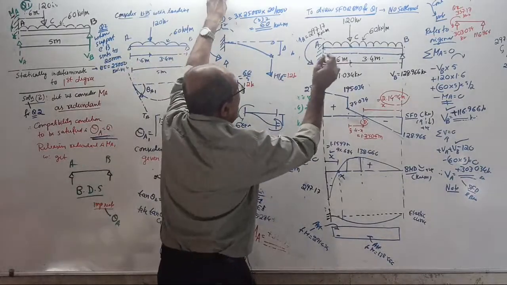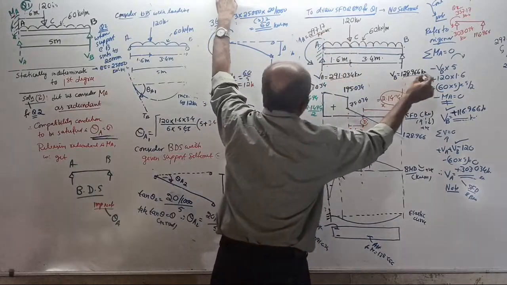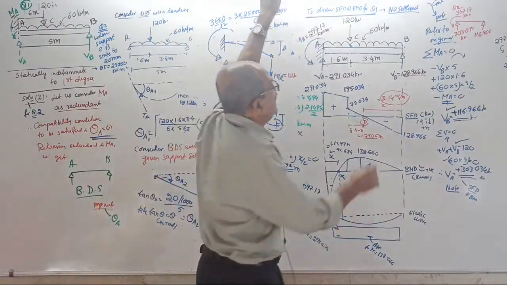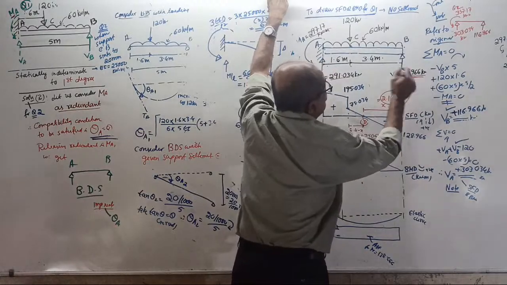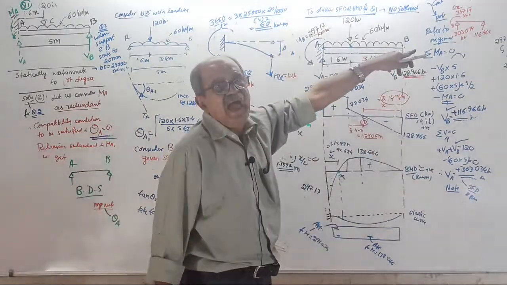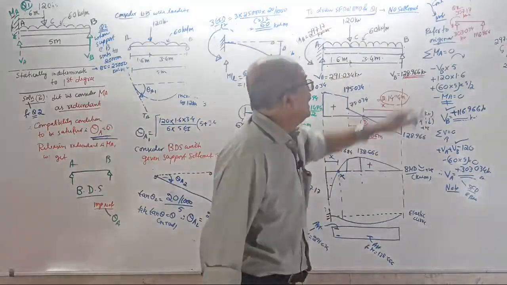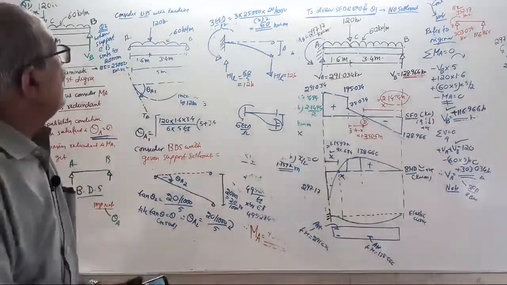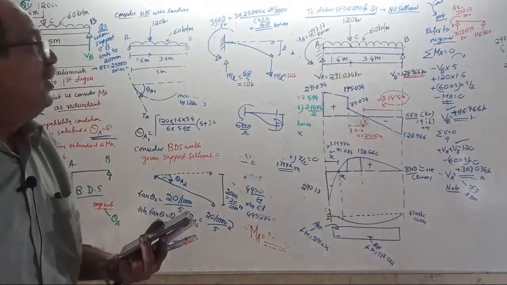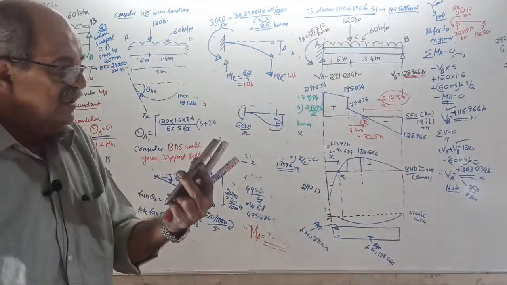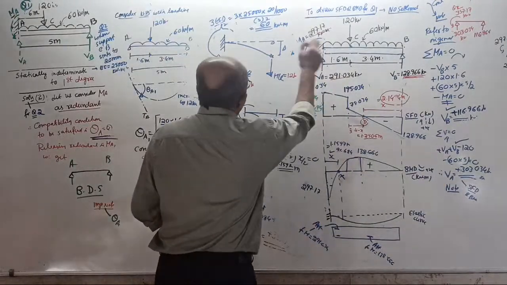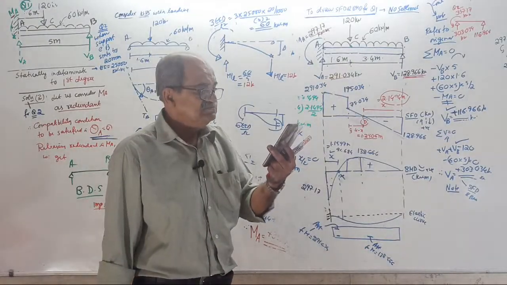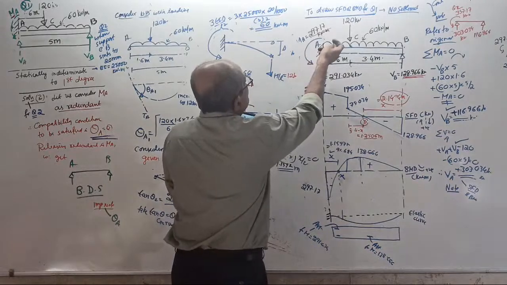Therefore, compared to the last time when settlement was not there, because of this down 12, that much load is released. Tell me, 128.966 minus 12, are you getting the same reaction? If you subtract 12 from the previous answer, you get the second answer. At A, it is already up, so further up by 12. You add 12, and VA reaction increases. Yes. And last time the moment was 297.